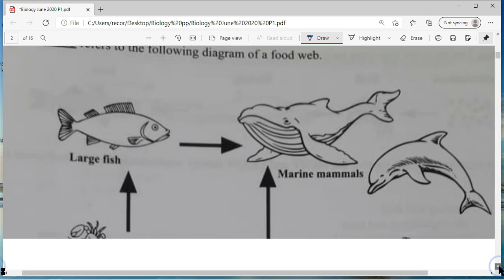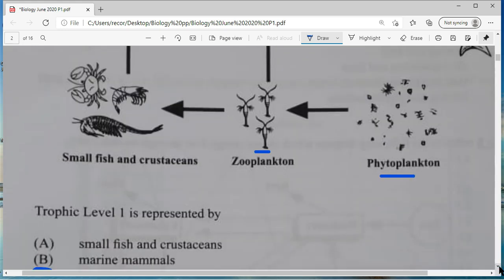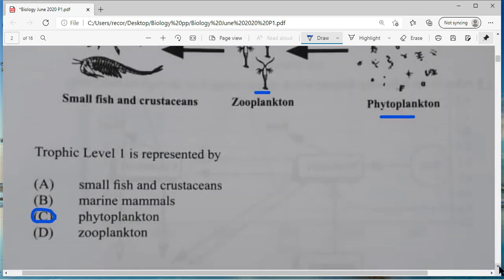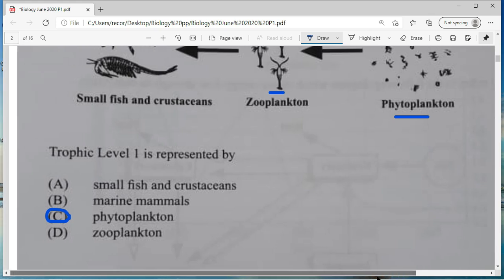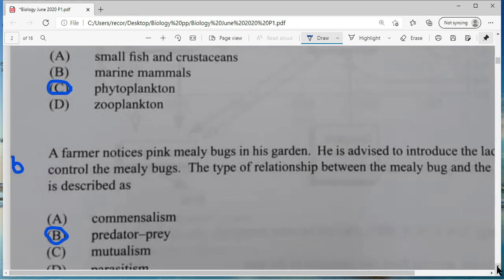Let us look at what is required of us. We are looking at, of course, underlined there, the phytoplankton and zooplankton. As it wants us to look at trophic level 1, we want to find out what trophic level 1 pretty much represents. So trophic level 1 is represented by, of course, the plant, usually the producer. And here the phytoplankton is going to be the producer. Zooplankton is, of course, a microscopic animal, while the phytoplankton is a microscopic plant. So the most suitable answer here is going to be C, the phytoplankton being the answer there.